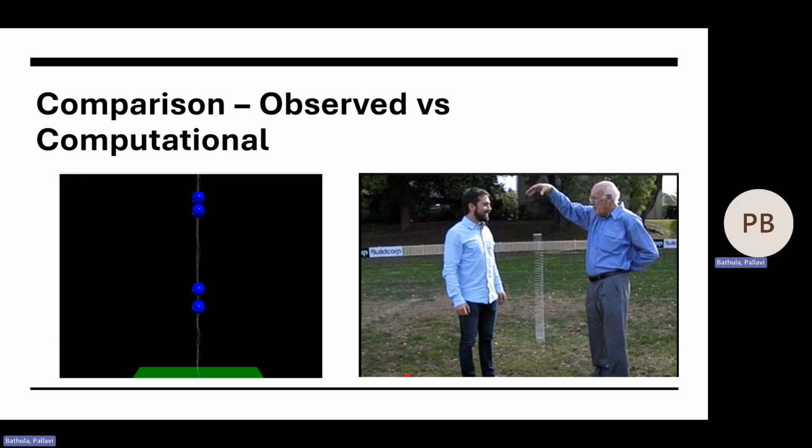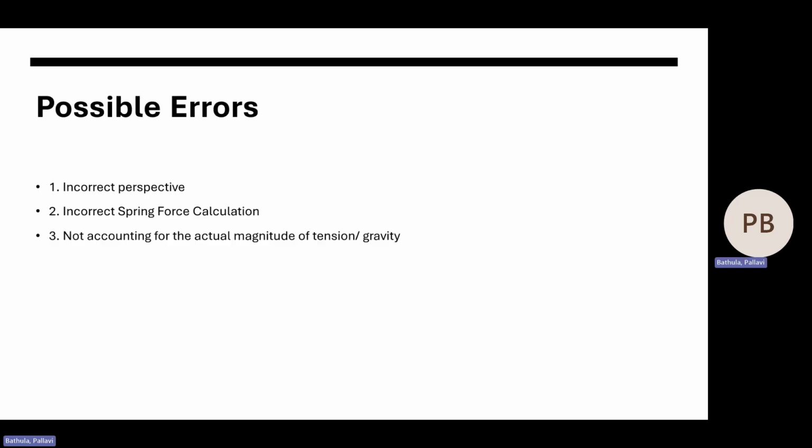So these are some key comparisons between the observed and computational models. I definitely didn't use a spring in my computational model because I wanted to model the forces that act upon the slinky on the top and bottom parts. The computational model doesn't seem so natural, and it only really highlights 2 technical points, whereas the observed model is just a straightforward free fall. Now, possible errors. I could have a completely incorrect perspective when approaching this computational model. And second, I could have had an incorrect spring force calculation, and I could have not accounted for the actual magnitude of the tension and gravity.